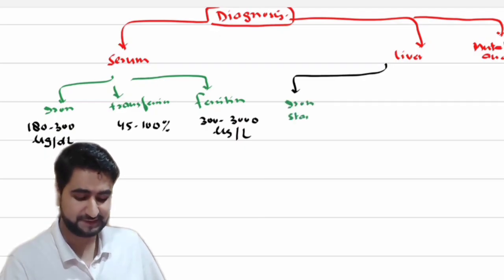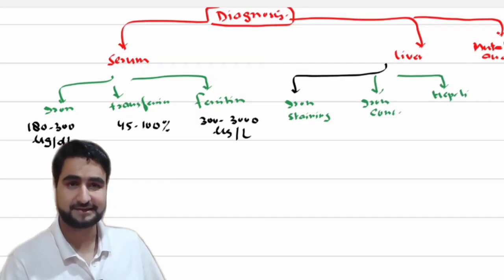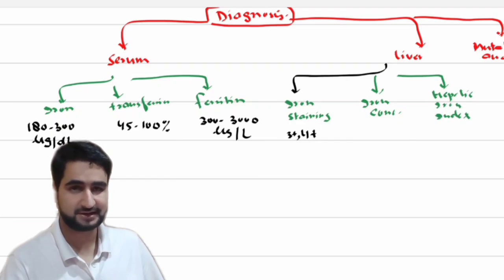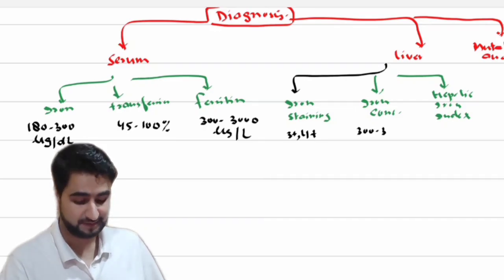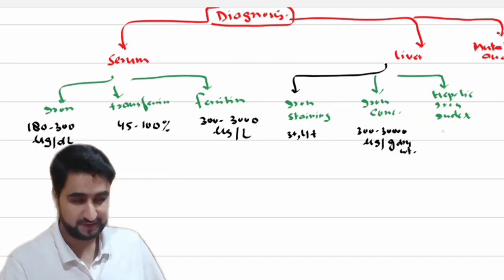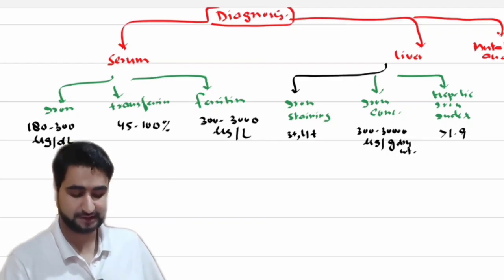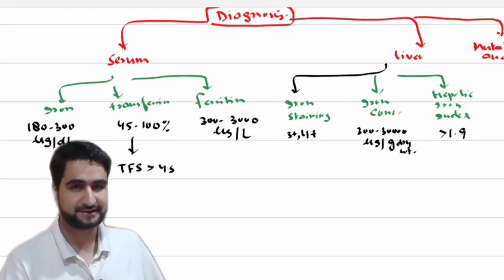And in the liver, we see three things. One is iron staining, iron concentration, and hepatic iron index. Iron staining is with the help of Prussian blue staining. It is 3 plus or 4 plus in hereditary hemochromatosis, and iron concentration ranges from 300 to 30,000 micrograms per gram dry weight. And the hepatic iron index may be greater than 1.9, which is less than 1.1 in normal individuals. And one thing should be noted, the earliest phenotypic manifestation is transferrin saturation greater than 45%.